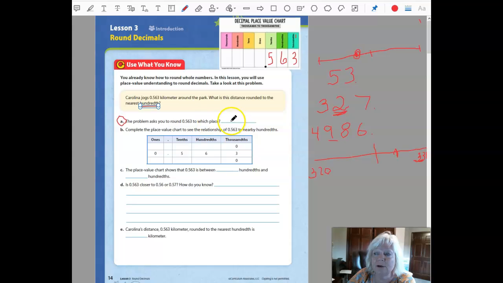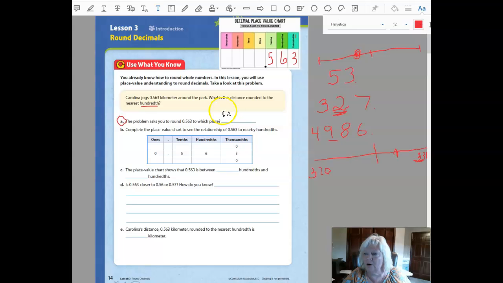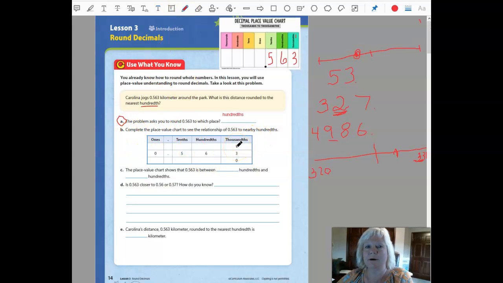The problem wants you to find which place. And it tells us right here. So I want you to go ahead and type in there hundredths. Hundredths. Okay. Now it tells us to complete a place value chart so that we know how to do this, how to look at where it's closer to. I think the place value chart can be confusing because we're not always sure what we need to start out with, what numbers we need to put right here in these two boxes. So I'm going to take that off so that those lines aren't there and you can see that better. There we go.